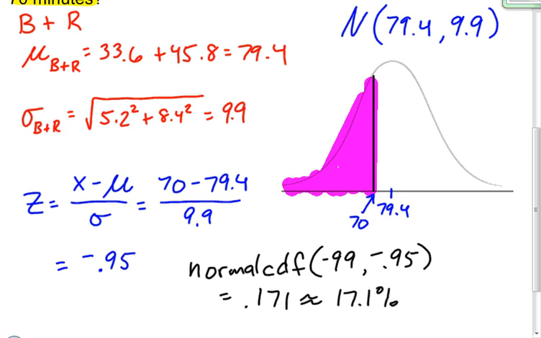So what is the probability that I run this entire biathlon in less than 70 minutes? Well, it's about 17.1%. I've got about a 17% chance of running it in less than 70 minutes.